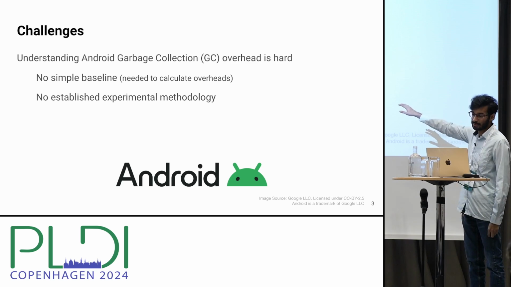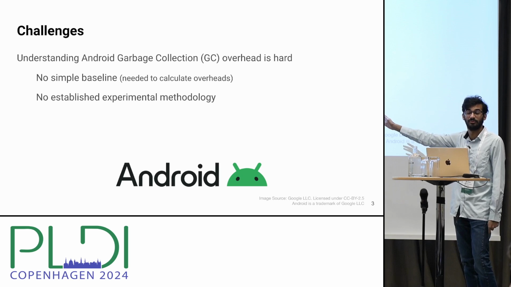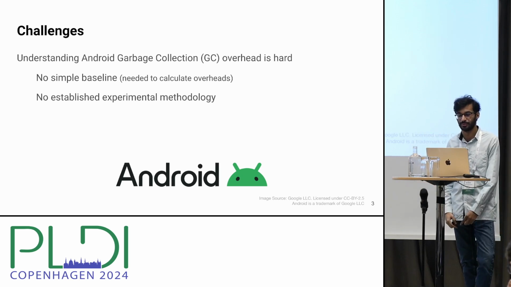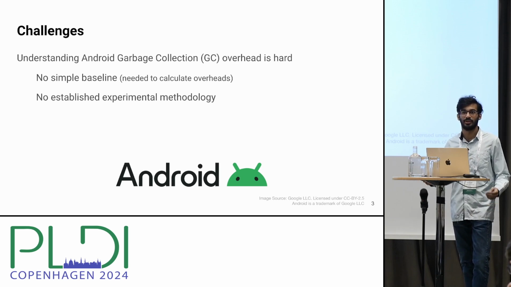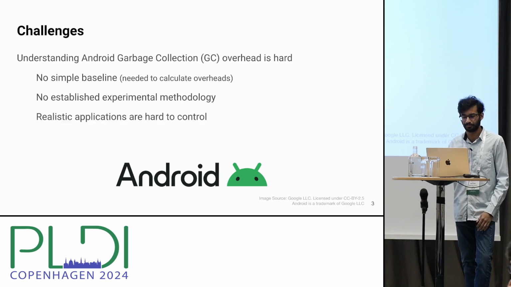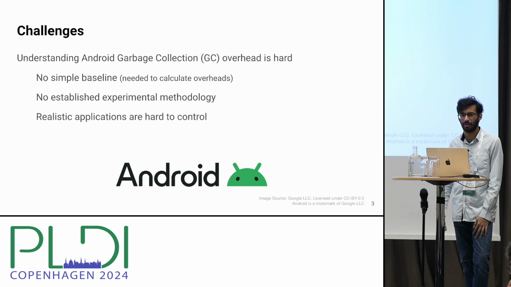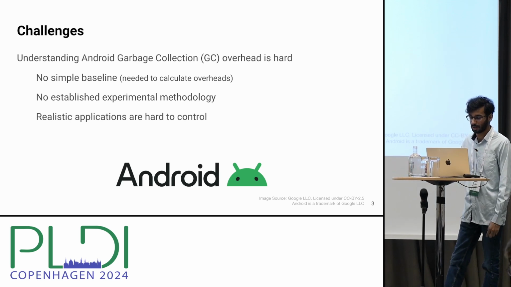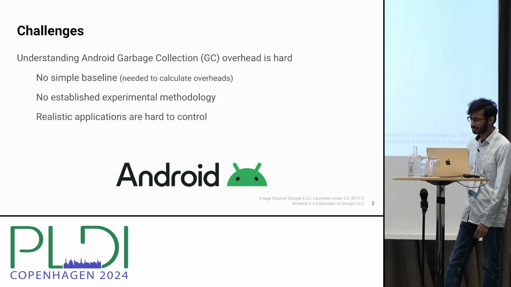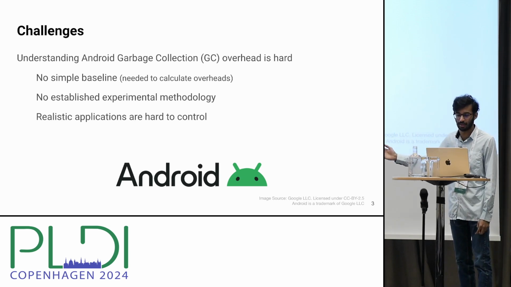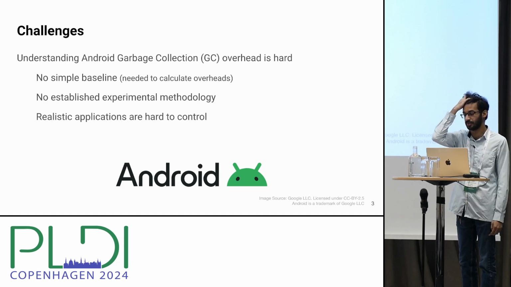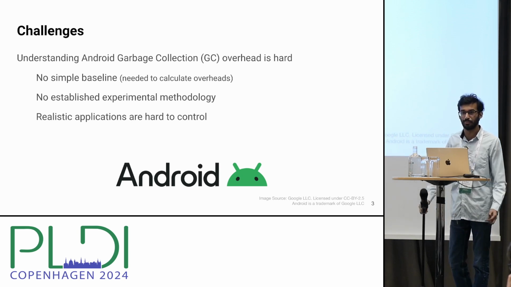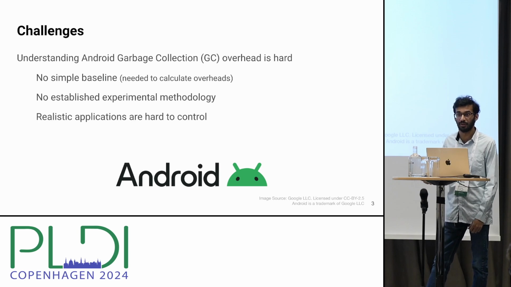And given the highly multi-tenanted environment of a mobile device, we often have many apps running at the same time, all vying for the same set of resources. So it's actually difficult to define a sound experimental methodology. And also, realistic applications are hard to control, both from an automation perspective and a technical perspective, as we'll see later. And these are just some of the issues plaguing sound performance analysis on mobile devices. And you can imagine how a lack of a sound methodology can both be a cause and a consequence of this gap in the literature.